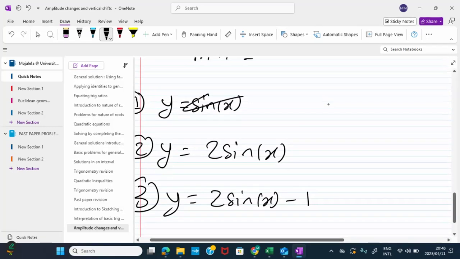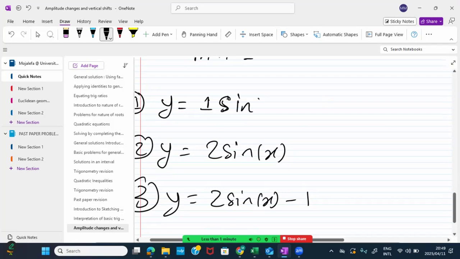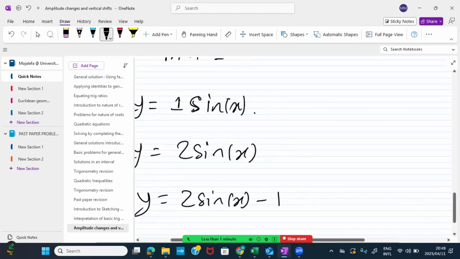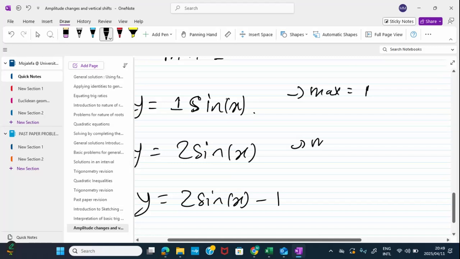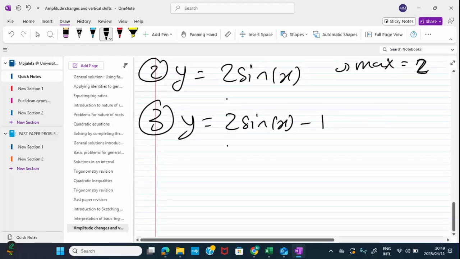Here you have 1. You have 1 in front of this thing. Tell me now, what is the maximum of this function? What is the maximum, guys? It's 1. What is the maximum of this one? It's 2. How did you move to 2? You multiplied this one by how much? 2. Then you got a 2. So now I want to figure out the maximum of this one.